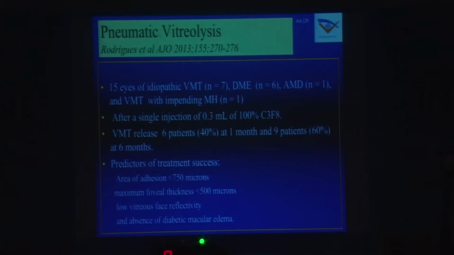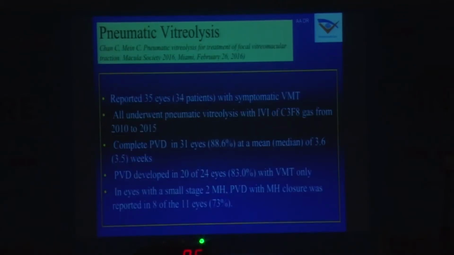When the maximal foveal thickness was less than 500 microns, the success rate was higher, with a low vitreous face reflectivity. So if you look at the OCT, measure the area of the vitreomacular traction, and also measure the reflectivity of the vitreoretinal interface, you will be able to predict whether this patient is going to respond to a pneumatic vitreolysis.